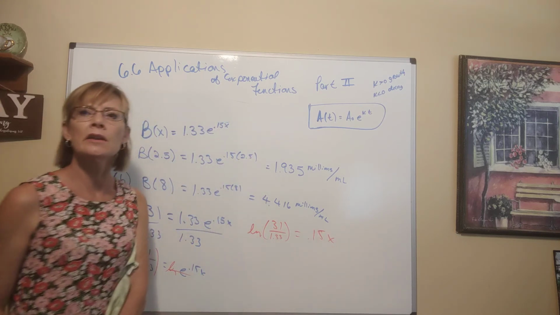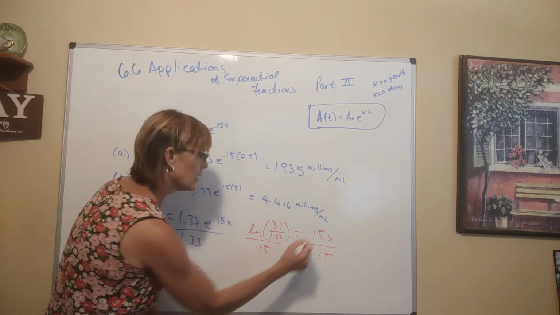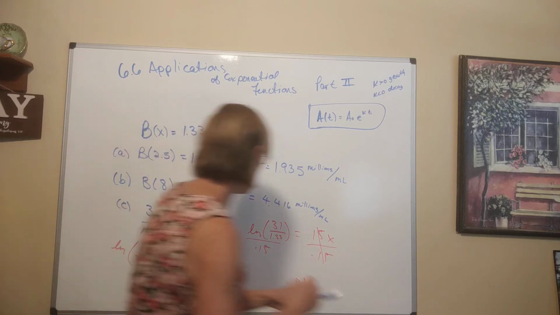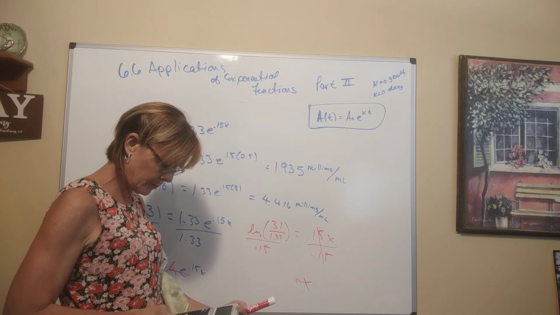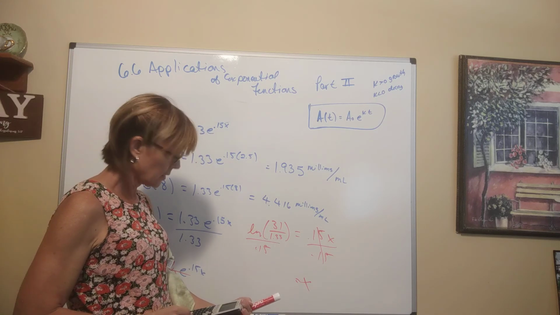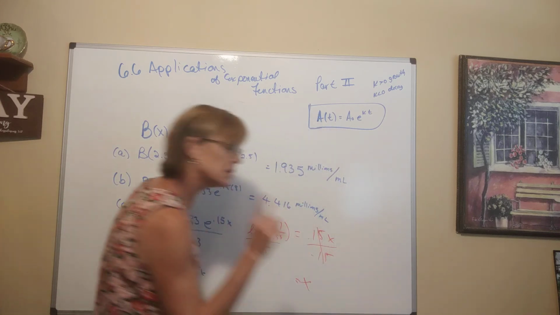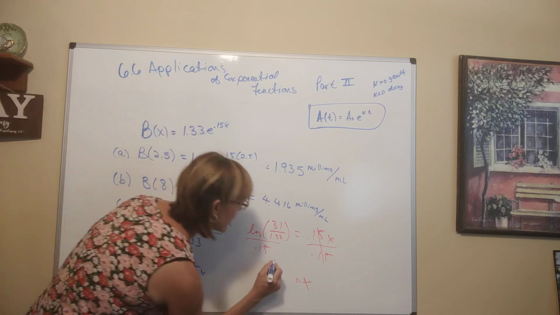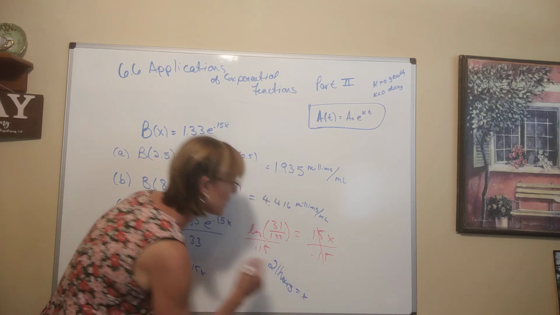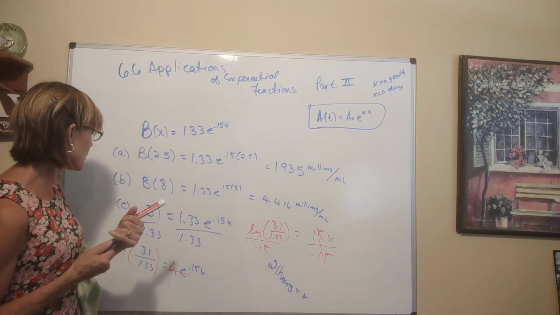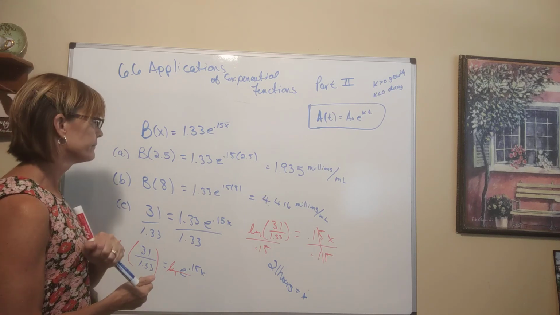It's now just a linear equation. We divide both sides by 0.15, and we get that x is equal to the natural log of 31 divided by 1.33, divided by 0.15, which is 20.99. So to the nearest hour, let's say, it would take 21 hours for the concentration of bacteria to increase to 31 million bacteria per milliliter. Alrighty.